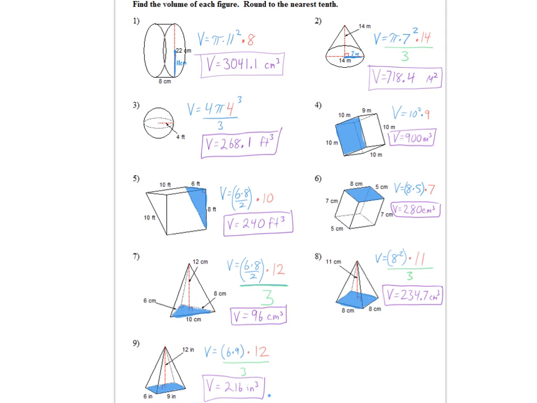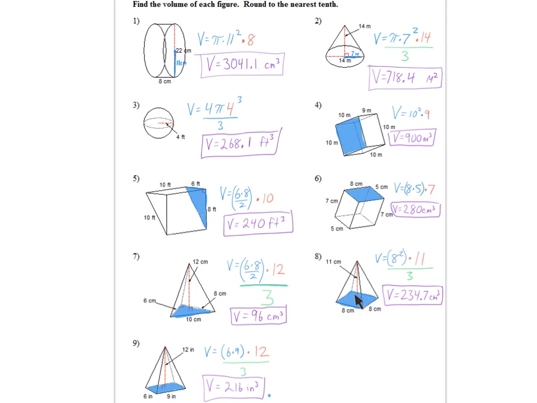Okay, now these three are pyramids. So pyramids are very similar to prisms, except you start with your base area and you multiply by the height, but you divide by 3. See how these all have divide by 3? So the base area is, well, my base is 6, my height is 8, divide by 2. The height of the whole pyramid is 12, and multiply all that, divide by 3.